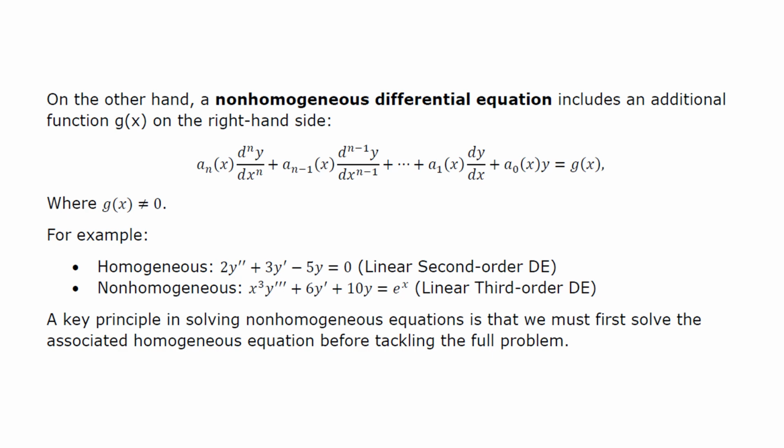And a non-homogeneous one would be x cubed y triple prime plus 6y prime plus 10y equals e to the x. Here our g of x is e to the x. This equation would also still be considered a linear DE, but a third order DE. A key principle in solving non-homogeneous equations is that we must first solve the associated homogeneous equation before tackling the full problem.